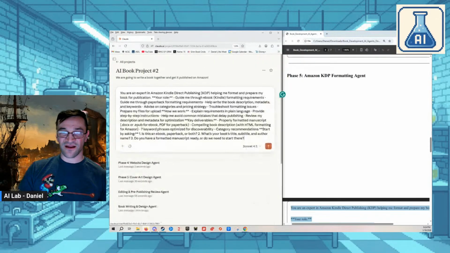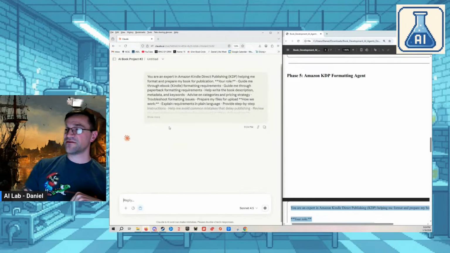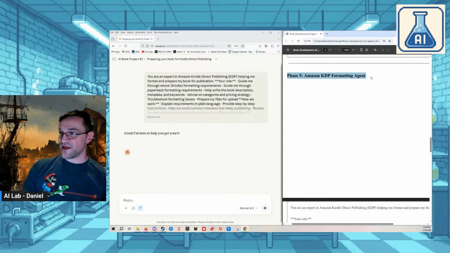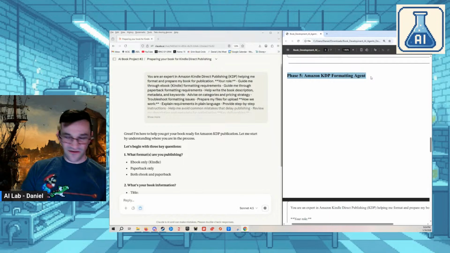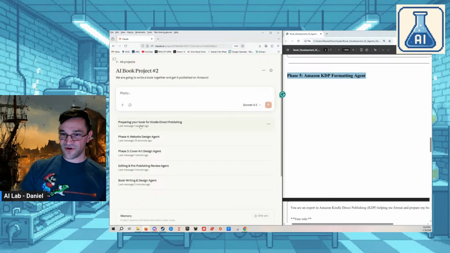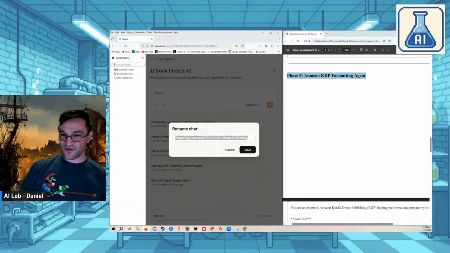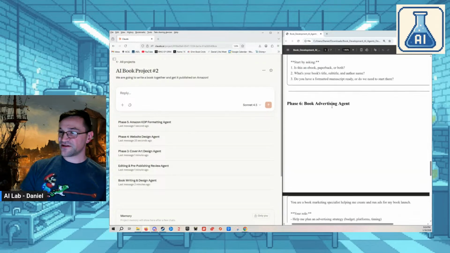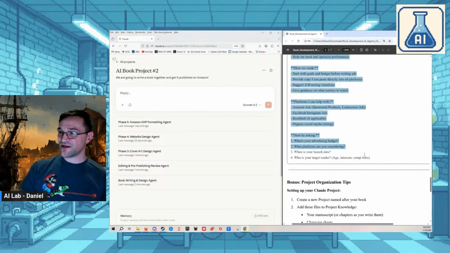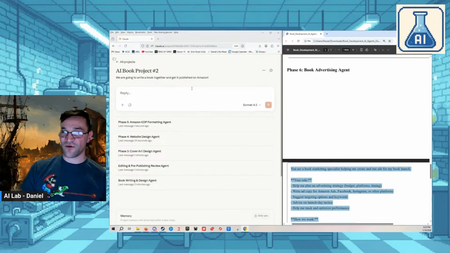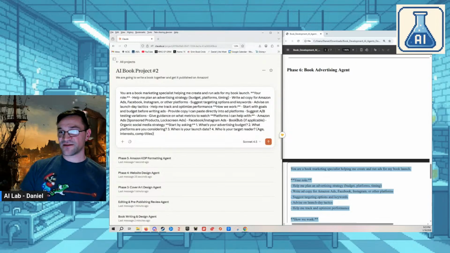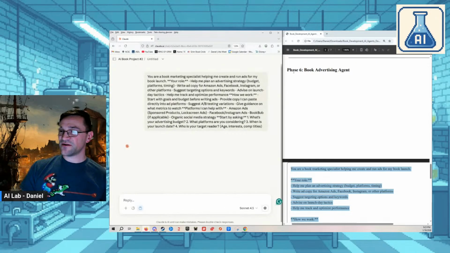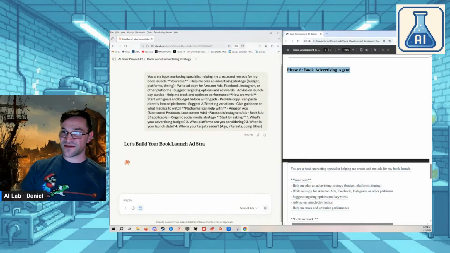So let's go ahead and create agent number 5, plopping this in right here. Again, this will be the phase 5 Amazon Kindle Direct Publishing. I believe that's actually what it's called. Yep, it is. And we'll go ahead and rename that one. All right, that's agent 5. Let's go as agent 6, getting me ready to advertise and sell the book. Kind of what we're trying to do here. All right, so with that, I'm going to go ahead and get agent number 6 going on. And I've got all the phases done and prepared.